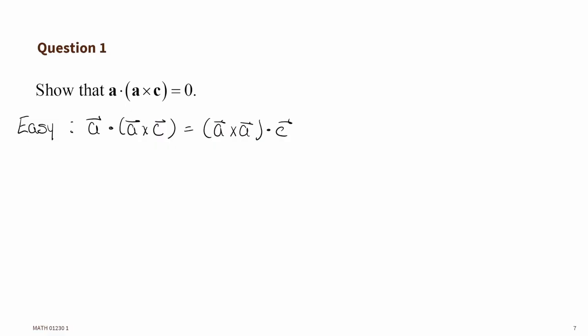Any vector cross itself is what? 0. The 0 vector dotted with any vector is what? Yes. Done.